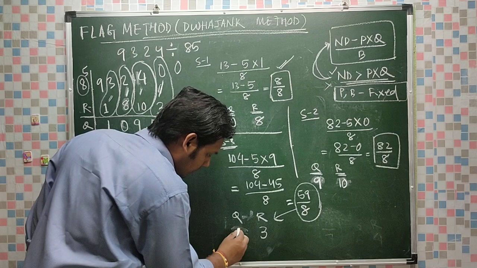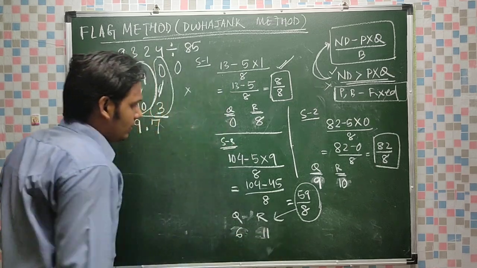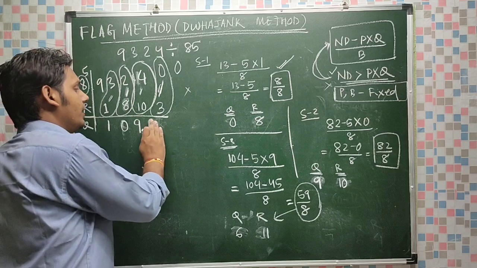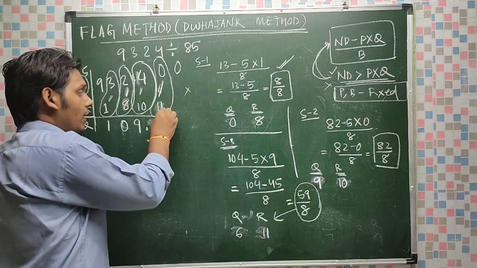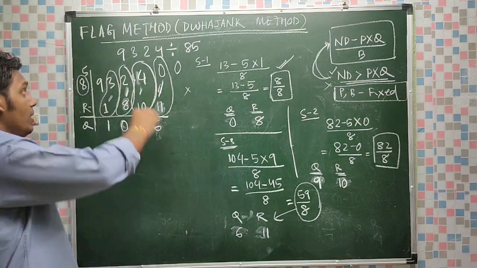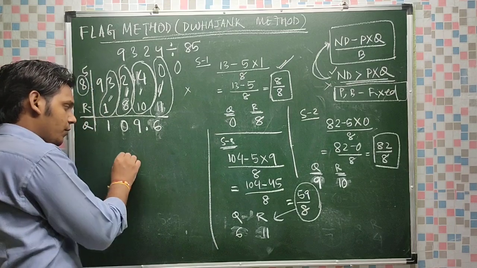I have to take 6 here. 8, 6, 48 and remainder is 11. Now 110. So 5, 6, 30 is less than 110. Now you have to come to step 4.